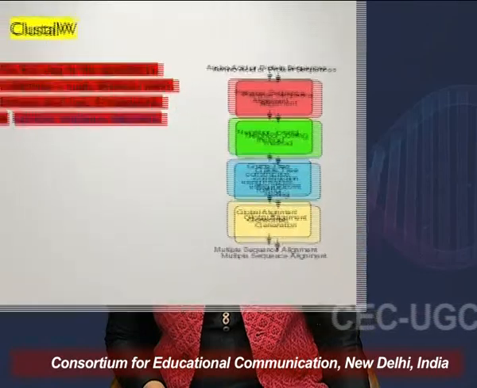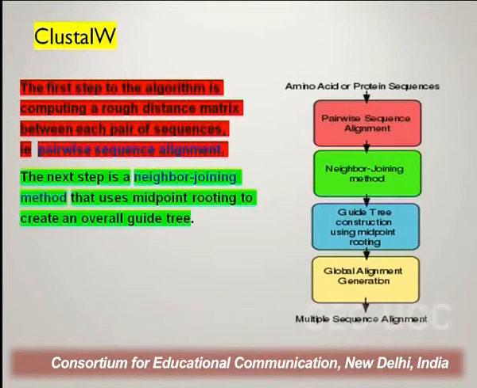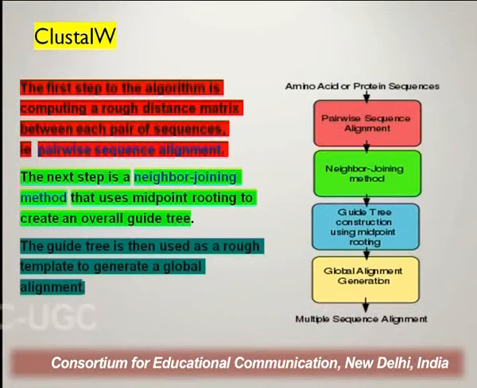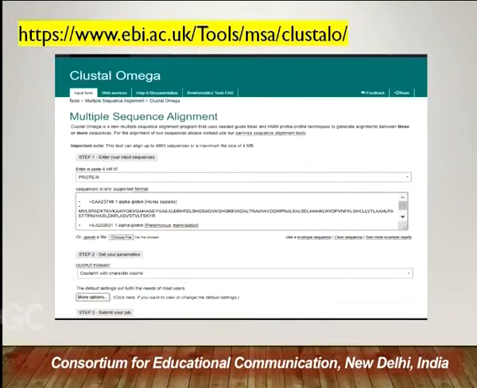So it is based on progressive sequence alignment. First it will perform the pairwise alignment, then it will do the neighbor joining. After this, it will give you the guide tree, and on the basis of the guide tree we get the alignment done. That's the web view which used to exist, but now it has been replaced with Clustal Omega, and you can get this at the EBI website at this link.